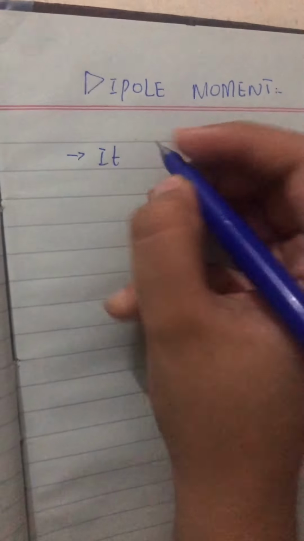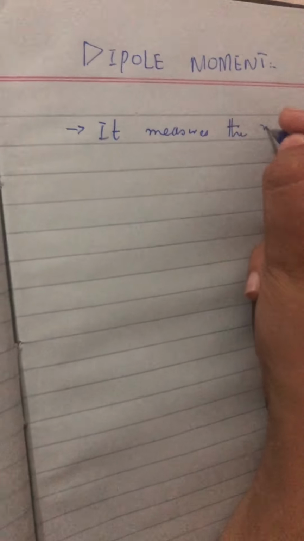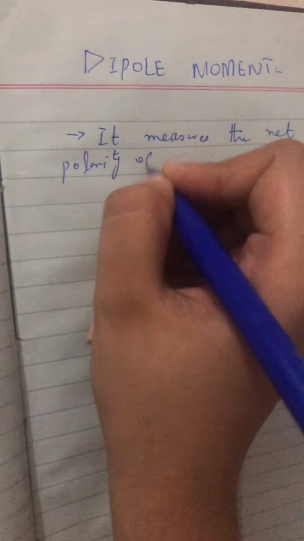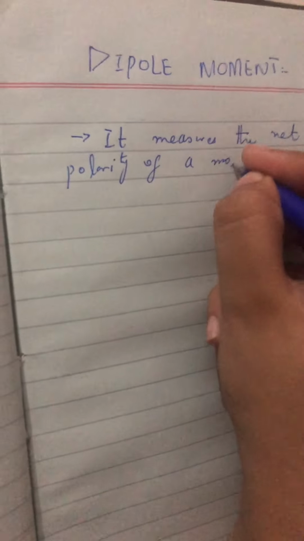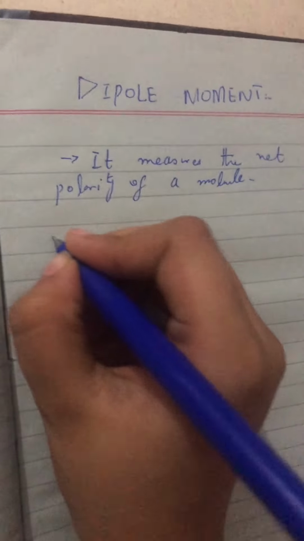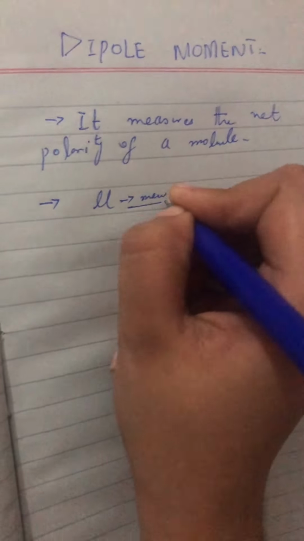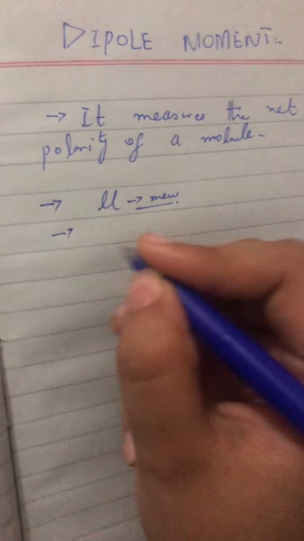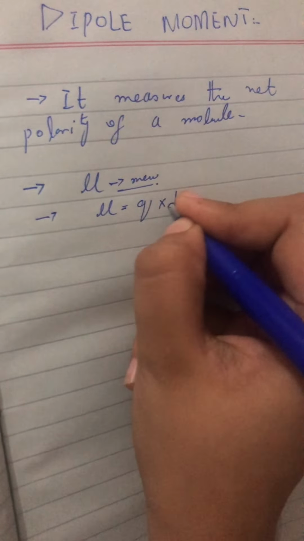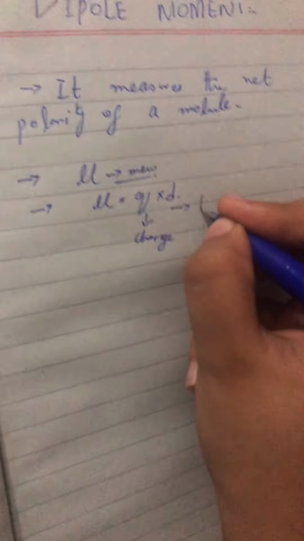It measures the net polarity of a molecule. It is denoted by mu. This is the sign of mu. After that, its formula is mu equals q into d. What is q? Q is the charge and d is the distance.